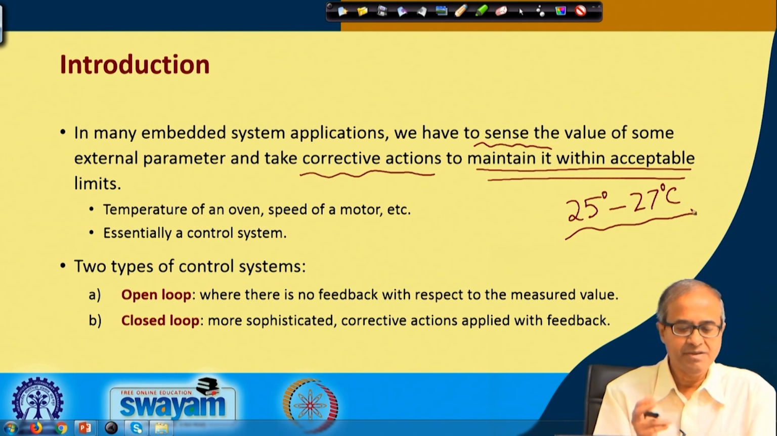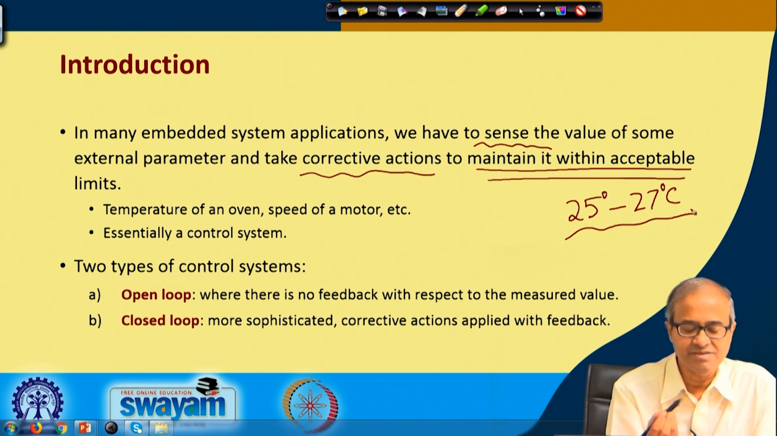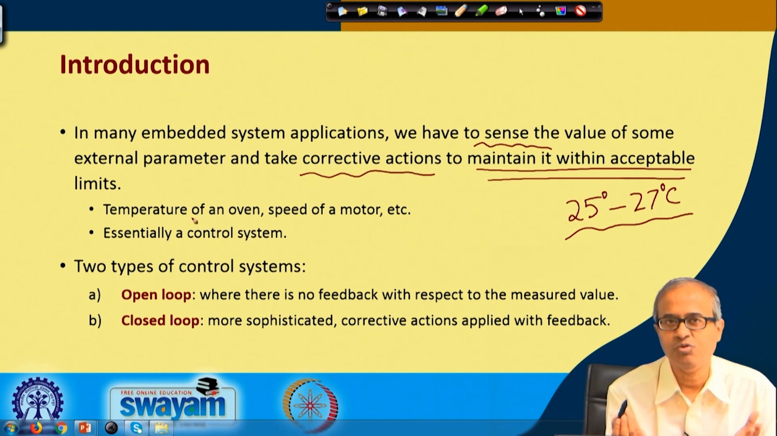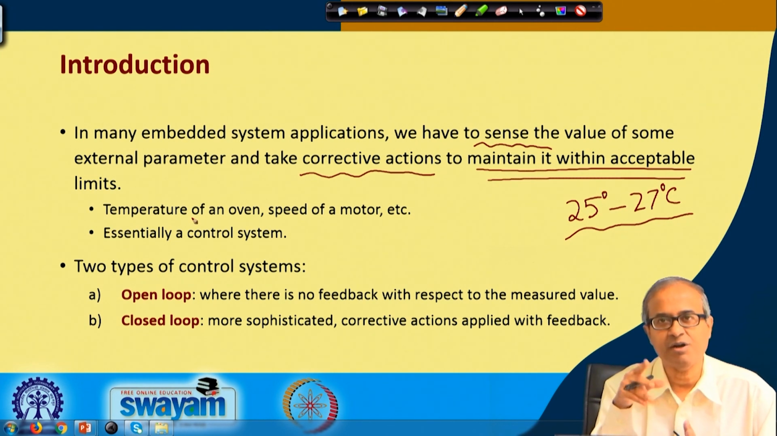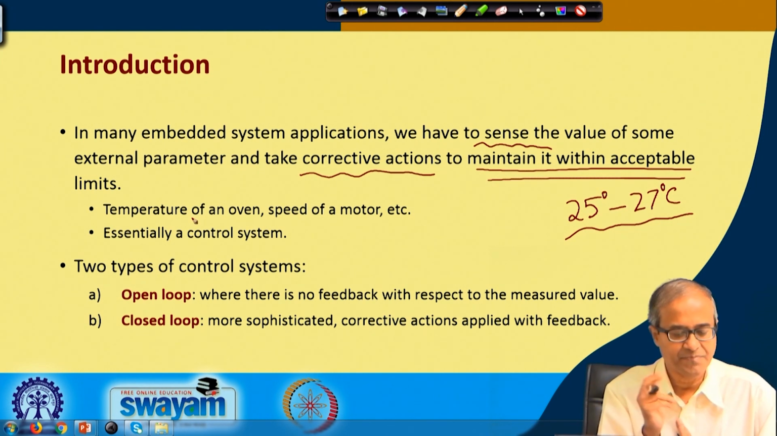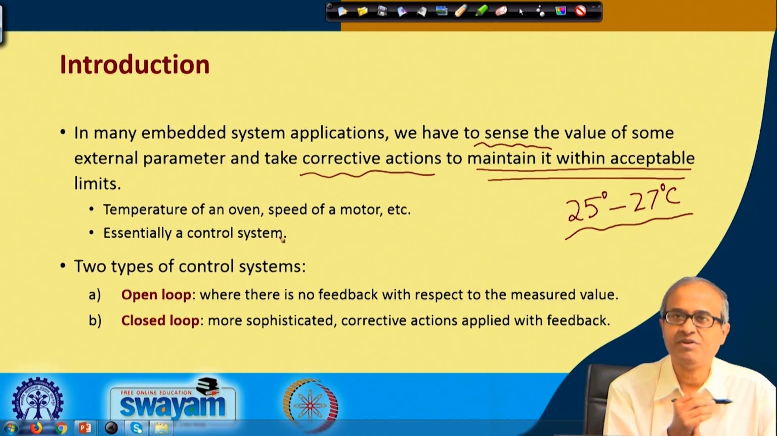So, there can be many applications you can think of, temperature of the room or of an oven, speed of a motor. There are many applications where a motor has to be rotated at a particular speed, revolutions per minute, RPM. You have to read the RPM value and you have to appropriately control the motor, so that RPM remains at a level. These are examples of control systems.